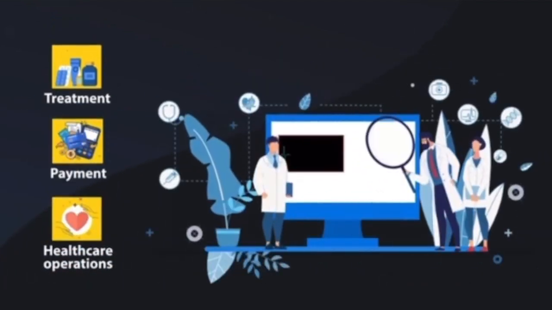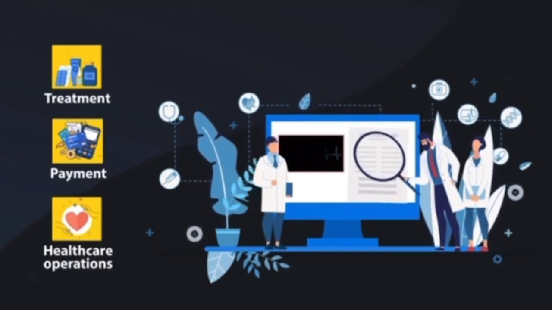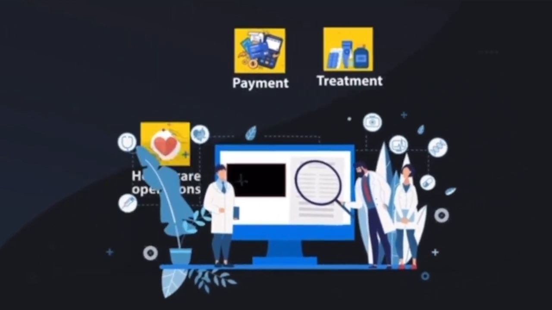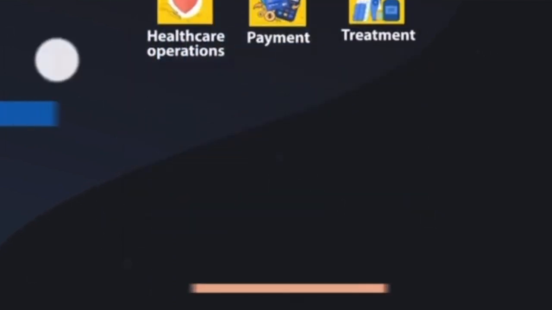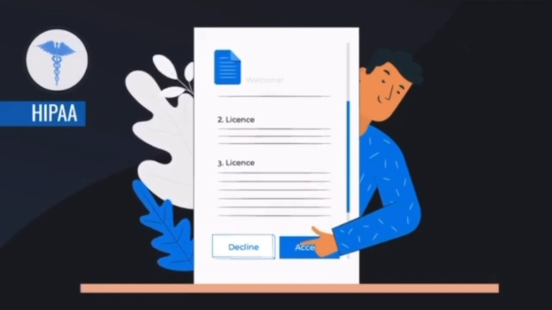Covered entities must get an individual's authorization for uses and disclosures of PHI for any purposes other than these treatment, payment, and healthcare operations. The authorization must be in writing, and the form must include certain elements required by HIPAA.